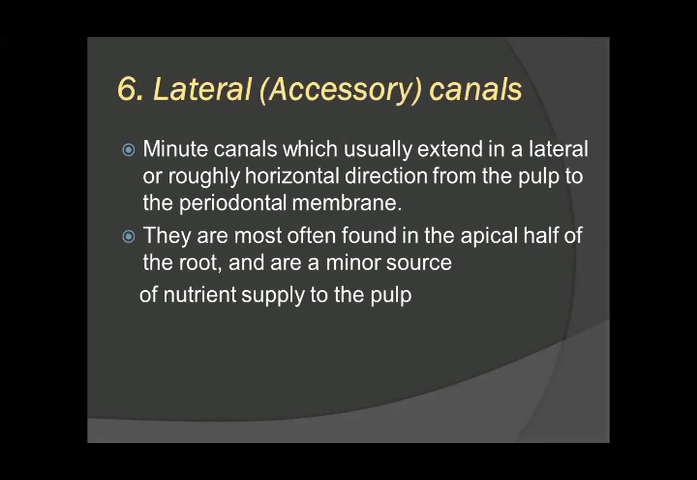Lateral accessory canals, minute canals which usually extend in a lateral or roughly horizontal direction from the pulp to the periodontal membrane. They are most often found in the apical half of the root and are a minor source of nutrient supply to the pulp.